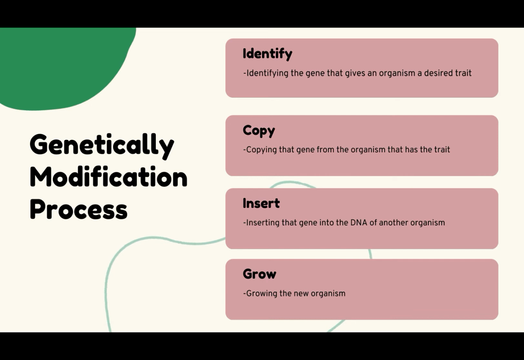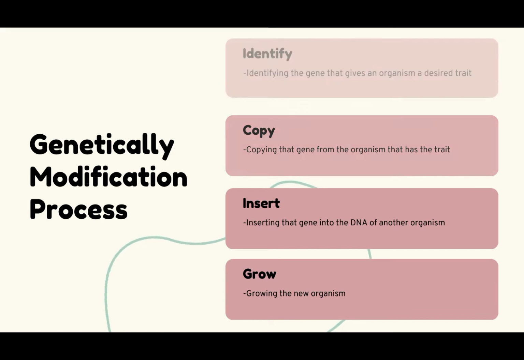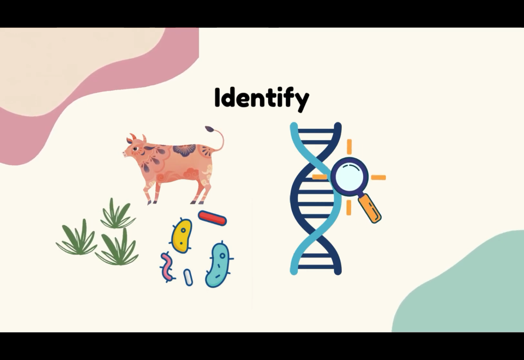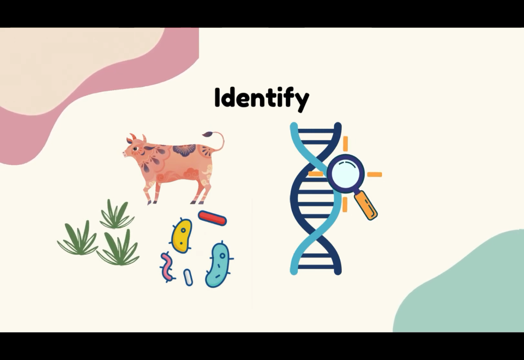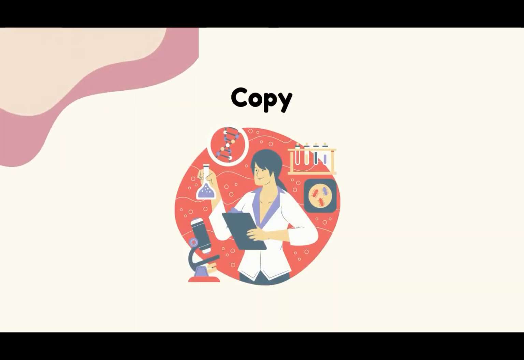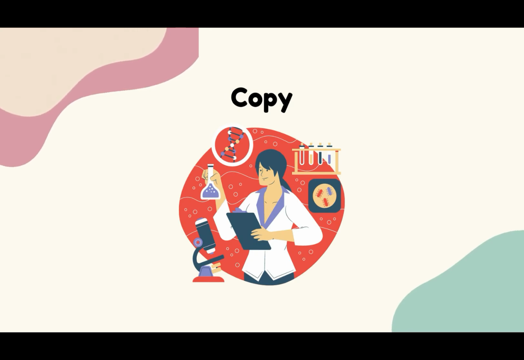Let's take GM crops as an example. To produce GM crops, the first step is identify. Scientists identify what trait they want that plant to have. Then, they find an organism such as a plant, animal, or microorganism that already has that trait within its genes. The second step is copy. Scientists copy the gene with the desired trait after they find that gene.